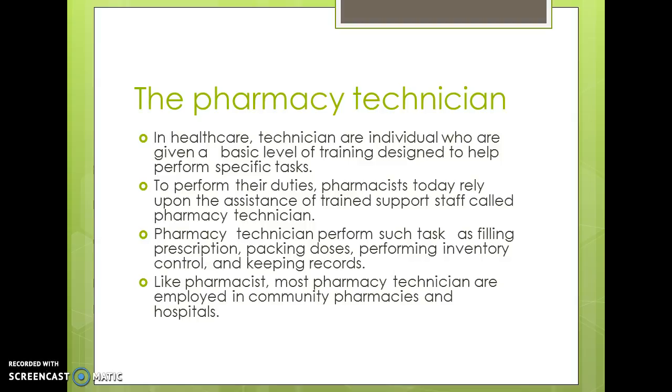Okay, so again, as a recap, the pharmacy technicians in healthcare are individuals who are given a specific basic level of training, and they're designed to help perform specific tasks. To perform their duties, pharmacists today rely upon the assistance of trained support staff called pharmacy technicians. Pharmacy technicians perform such tasks as filling prescriptions, packing doses, performing inventory control, and keeping records. Like pharmacists, most pharmacy technicians are employed in community pharmacies and hospitals.